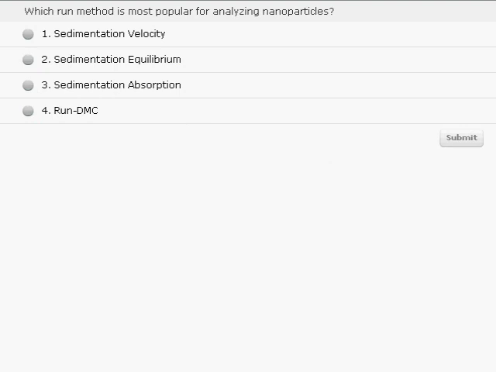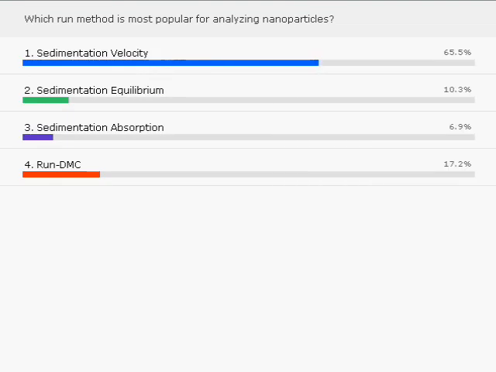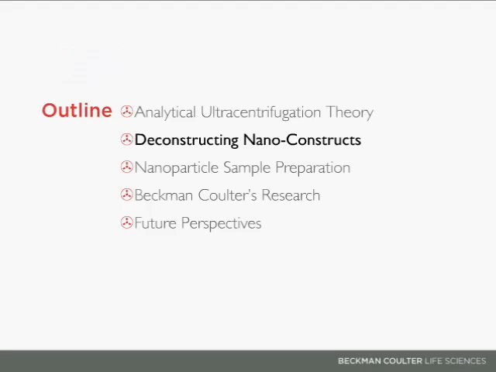So now we've gone over the theory very briefly. Let's get into some recent literature examples of analyzing nanoparticles with AUC. This has become increasingly popular over time, especially with gold nanoparticles and single-wall carbon nanotubes. Both of these particles are difficult to analyze because they almost always need some sort of surfactant or ligand on the surface in addition to the core gold or core carbon nanotube particle.